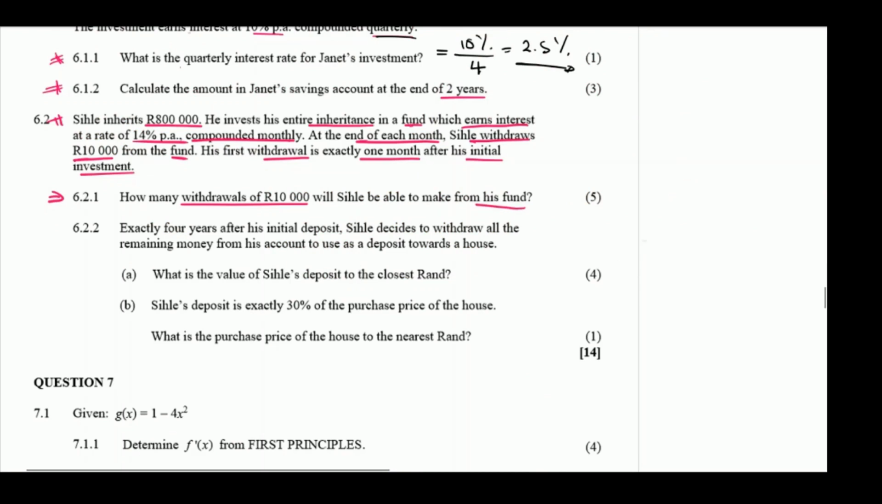So now we go to 6.2.2, which says that exactly 4 years after the initial investment, Sihle decides to withdraw all the remaining money in his account. So in 4 years time, he just wants to withdraw the entire amount of money in his account. So the first question says, what is the value of Sihle's deposit to the closest rand?